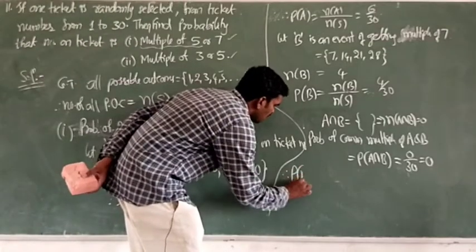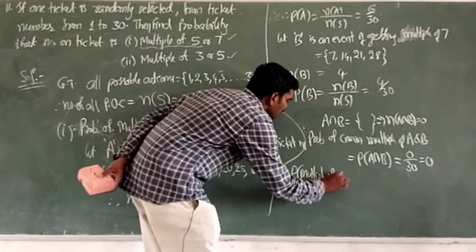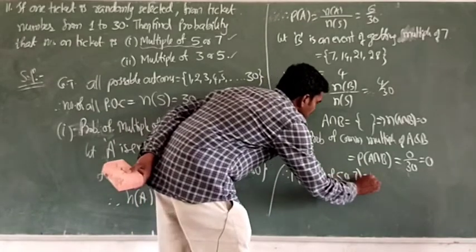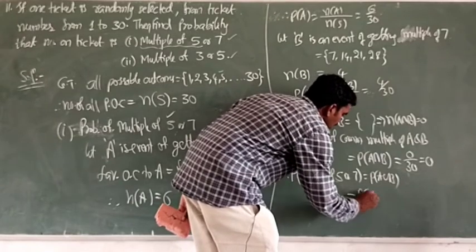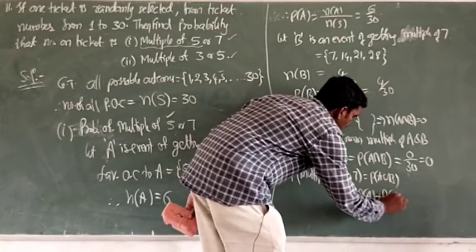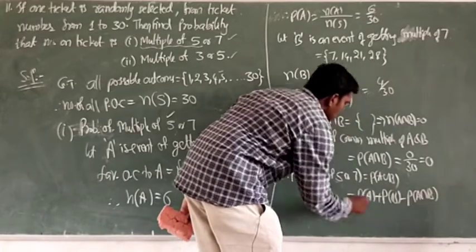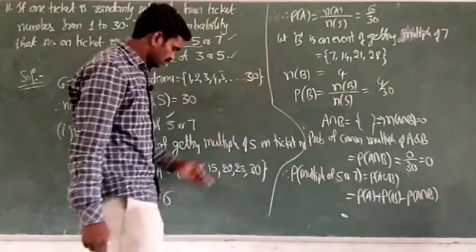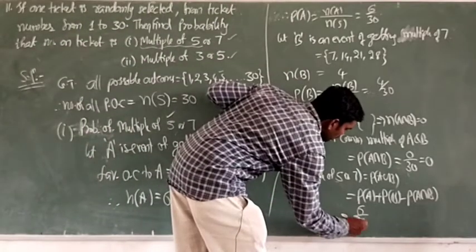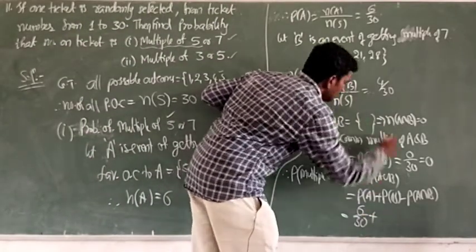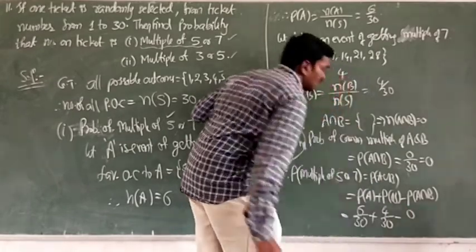Therefore probability of multiple of 5 or 7 is P of A union B. P of A union B means what? P of A plus P of B minus P of A intersection B. This is the formula. What is probability of A here? 6 by 30. Very good. Plus probability of B 4 by 30 minus probability of A intersection B 0 by 30 or 0.